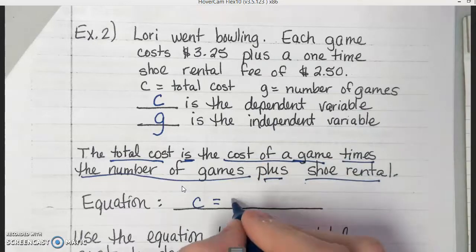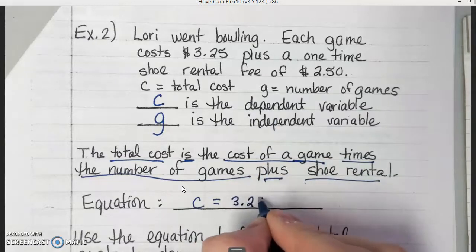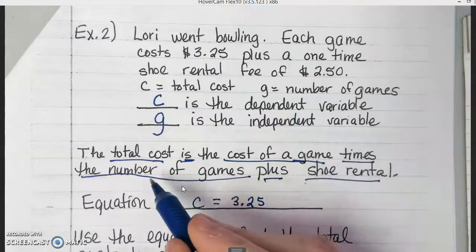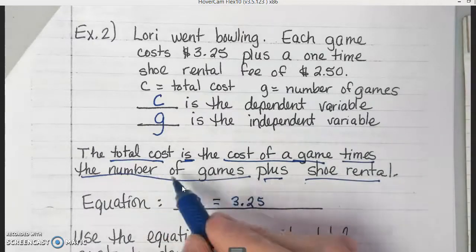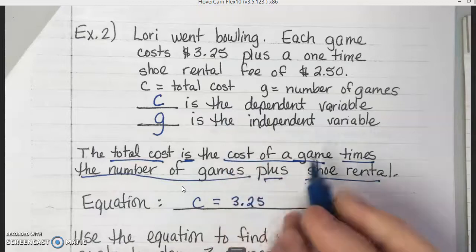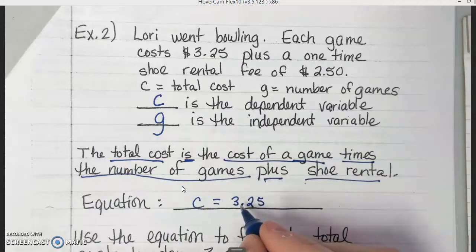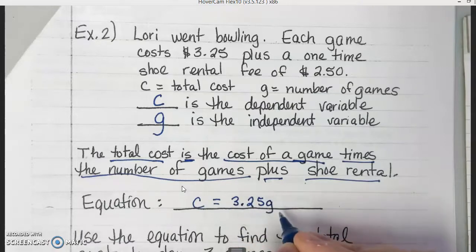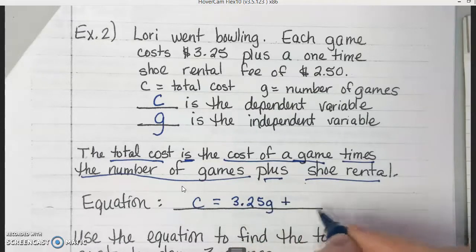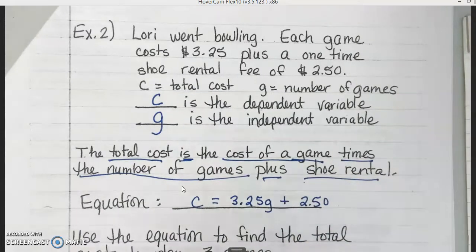$3.25. So here, we're going to drop that dollar sign, so we'll just put 3.25 like that. And it says times the number of games. So that's going to be a variable, right? Because we don't know how many games. So we're using G, so we'll put 3.25G, which is the same thing as 3.25 times G, plus the shoe rental, which is $2.50. So there's our equation. Are you with me?